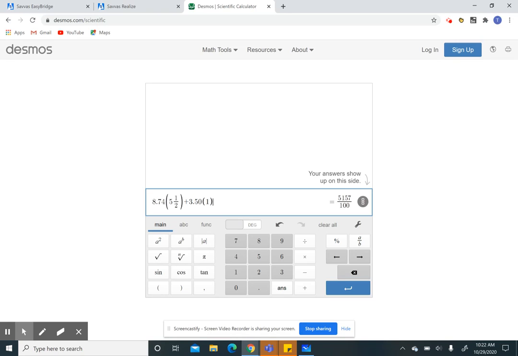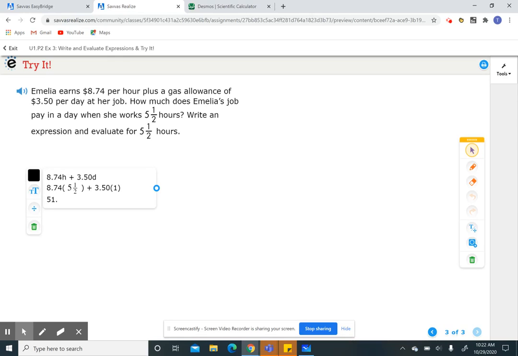I could convert that into a fraction. However, we're talking about money, so it makes sense that I keep it in a decimal because this would mean she's going to make $51.57. So the final answer to this question would be that Amelia would earn $51.57 if she worked 5.5 hours.